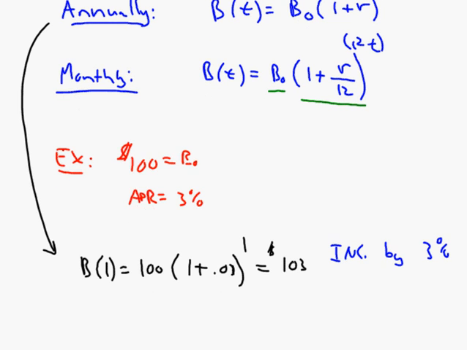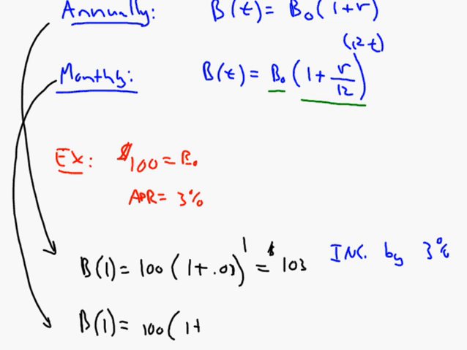Before I answer this, you should think to yourself, do you expect monthly compounding to do the same thing? I'm taking each month and giving you 1/12 of that 3%, right? So maybe it should work out the same. Or maybe not. B of 1 in the monthly case would be $100 times 1 plus 0.03 over 12 to the 12t.